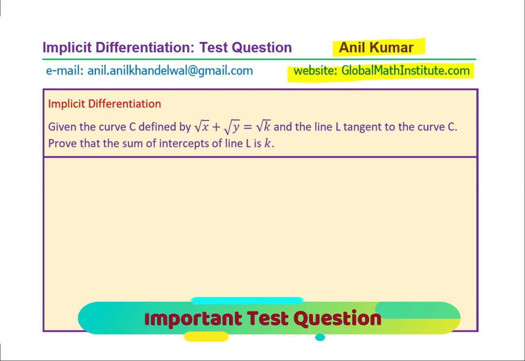In this video, we'll discuss with you a test question which is based on implicit differentiation. The equation here is: given the curve C defined by square root of x plus square root of y equals square root of k, and the line L tangent to the curve C, prove that the sum of intercepts of the line L is k. So that's the question for you.